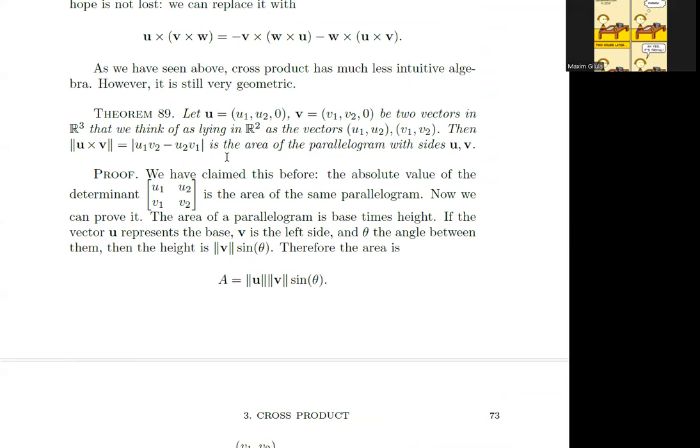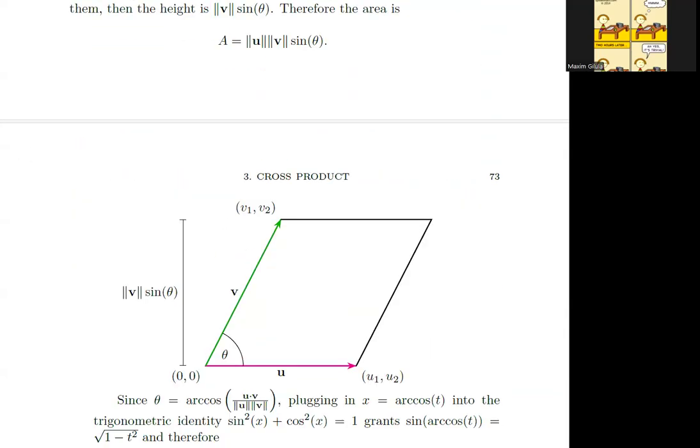And we could prove this. The area of a parallelogram is base times height. So if we go down here, the base is magnitude u, and the height is, we already saw what this was, this side is v sine theta. So all we need to do now is show that magnitude u, magnitude v sine theta, is equal to the magnitude of the cross product, which is another really cool identity.